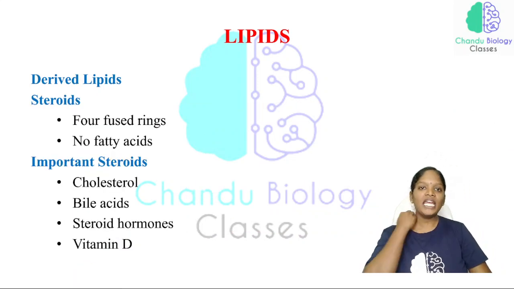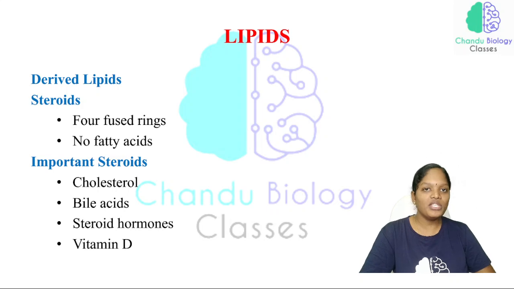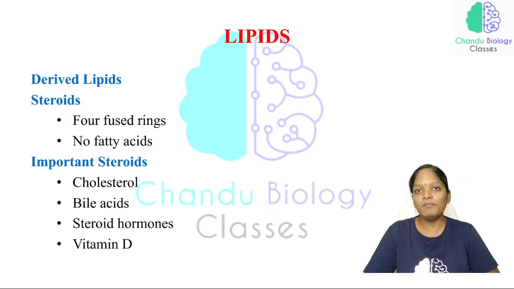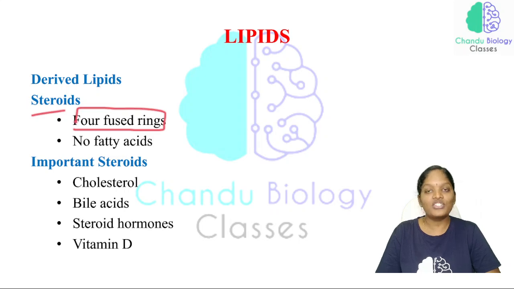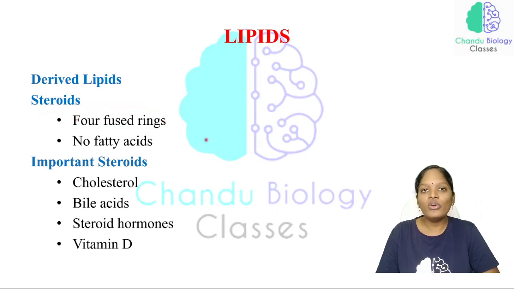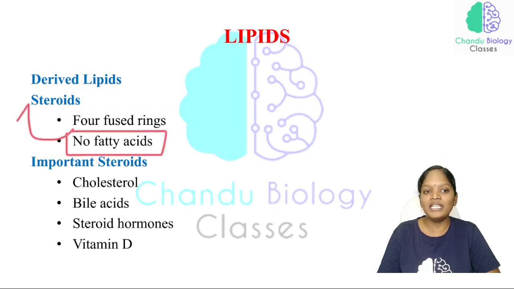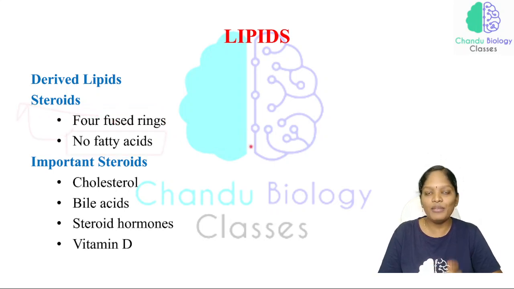Now, the derived lipids. So, what have we discussed about the derived lipids? Those are the lipids which are derived from the simple or the complex lipids. We are calling them derived lipids. And in the derived lipids, we have studied the steroids, sterols and all those. Steroids have 4 fused rings. The structure of steroids will be 4 fused rings, and there will be no fatty acids present in the steroids. Just look at this, very important.